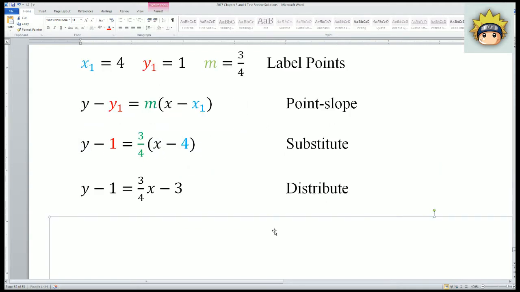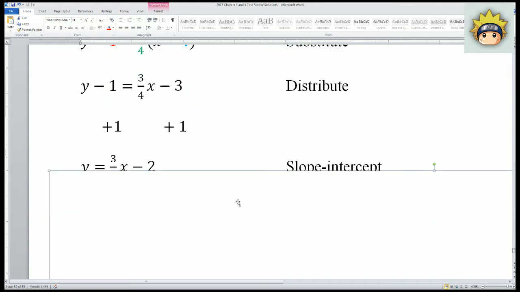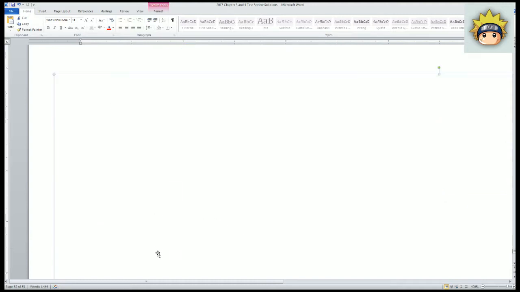Make that substitution. Next, you want to distribute it inwards. 3/4 times x is 3/4 x. 3/4 times negative 4 is going to be equal to negative 3. You want to add 1 to both sides, then you should finally get y is equal to 3/4 x minus 2. Alright, that wraps up the first part.